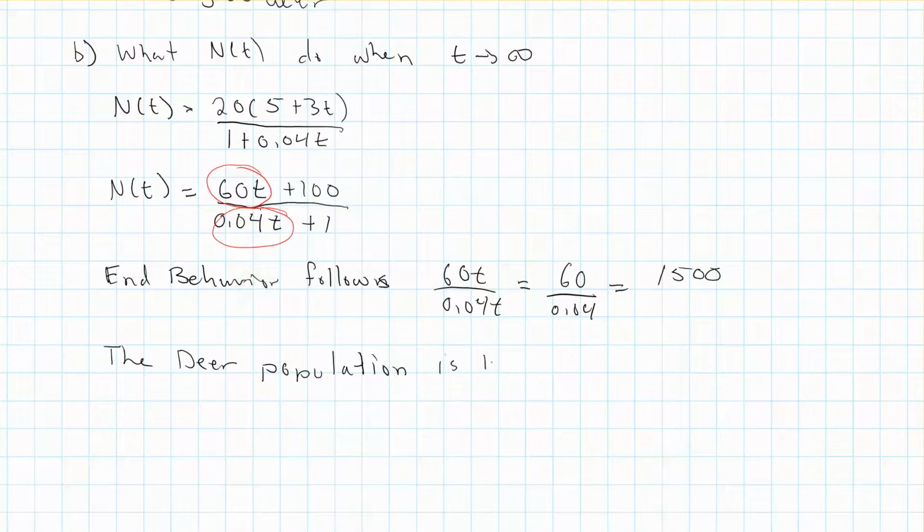So what this tells me is that the deer population is limited to 1500. That's because as T keeps getting bigger and bigger, we're going to approach that number 1500, and we're technically not even going to reach it. So even if we're talking about 100 years, the deer population wouldn't be more than 1500. I will put one caveat in here: typically these models are only for a set amount of time, and then they have to redevelop the models.